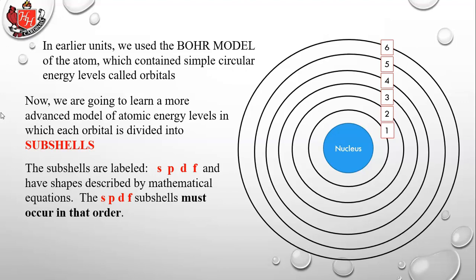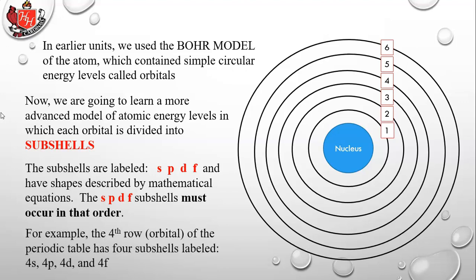The SPDF subshells must occur in that order. That's an important point to remember. In each of those orbital levels, 1 through 6, the S must come first, and then the P, and then the D, and then the F. You can't switch that order around. For example, the 4th row orbital of the periodic table has 4 subshells, and we're going to simply call them subshells as distinct from the orbitals, and that's 4s, 4p, 4d, and 4f. It has to be in exactly that order.